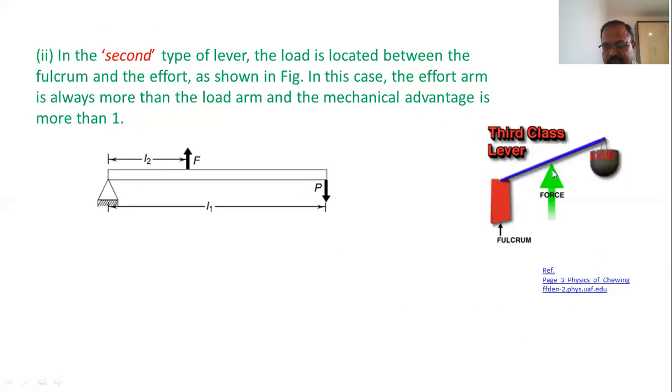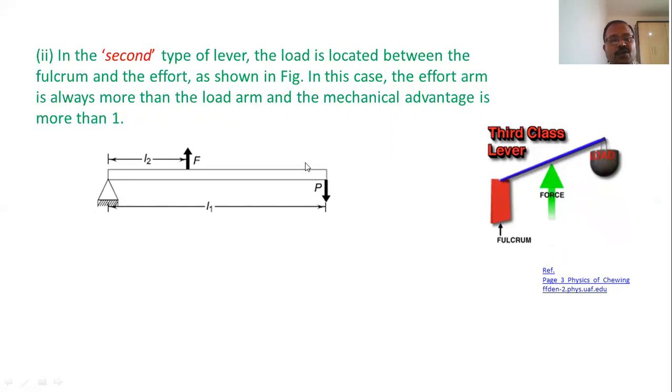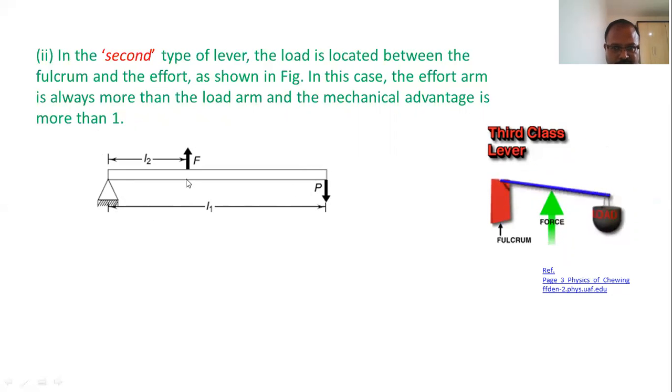We can see the example over here: fulcrum at one end, force, and the effort at the other end. Now, such type of levers we find in the operation of safety valves of the boiler. The boiler valves are located over here, right?